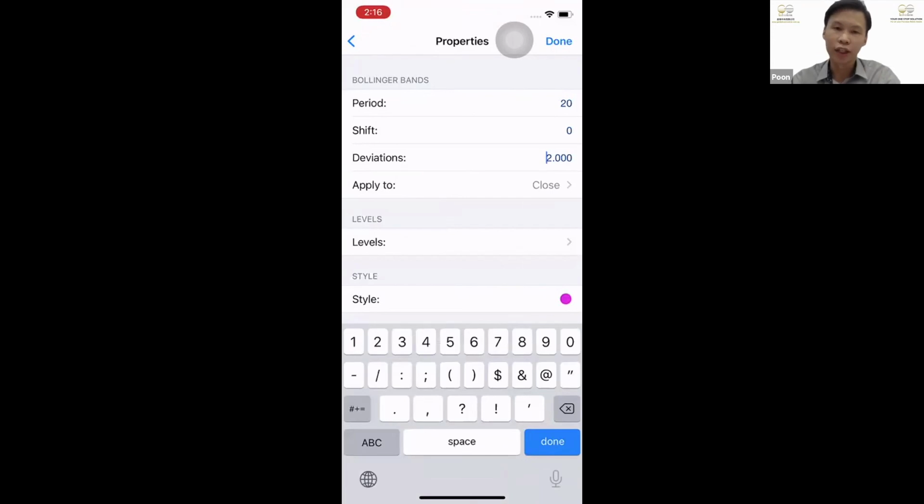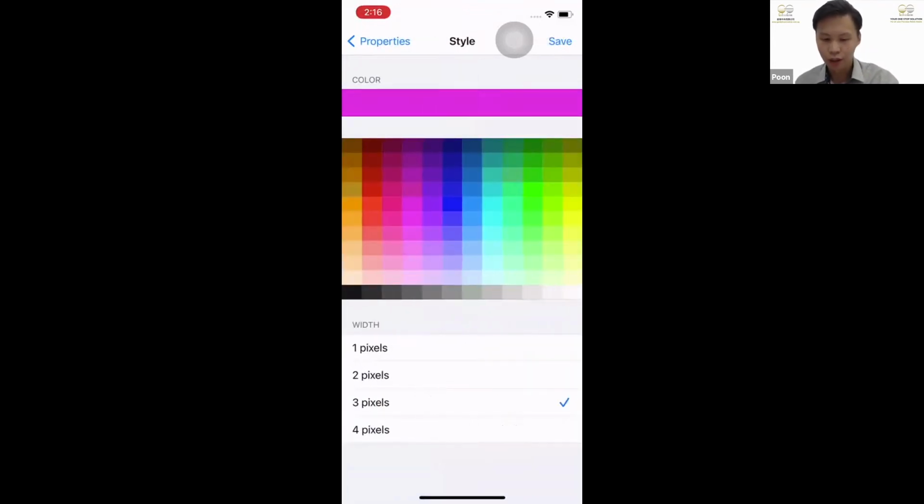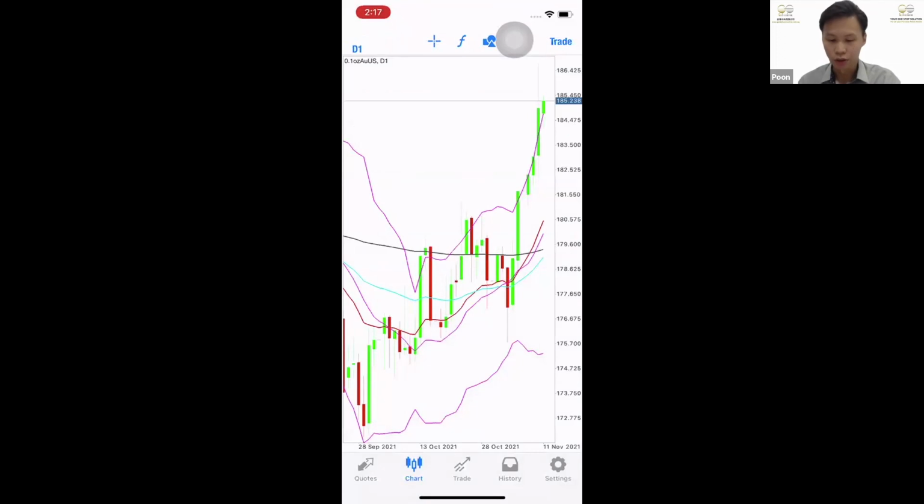Of course, you can set deviations according to what you like. I know of people who set it at 1.5, 2.5, 3. So if it's 3, it means the bands are more outstretched, so they are wider from each other. We set it at 2 because most of the prices will fall within these 2 deviations. And then for style, let's set it at purple color. Okay, so when we press done, you can see the Bollinger Bands in your graph right now.